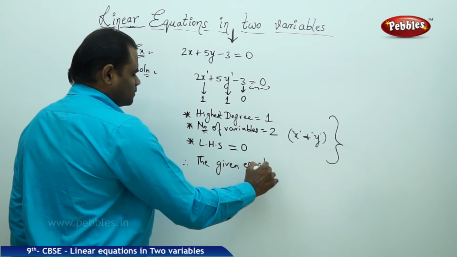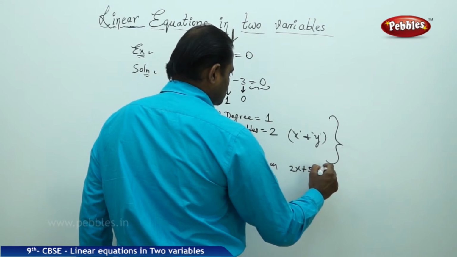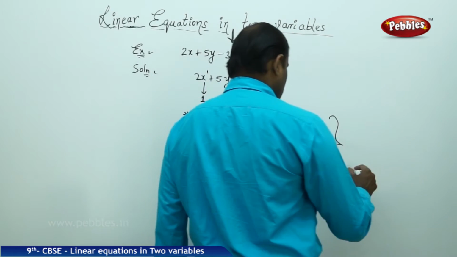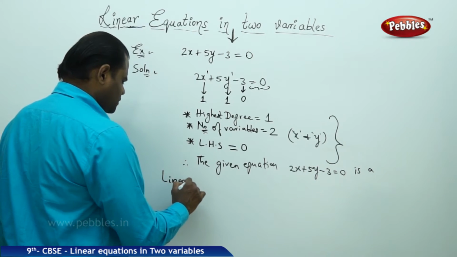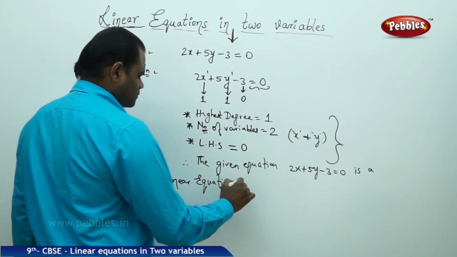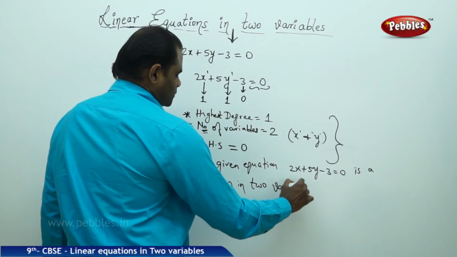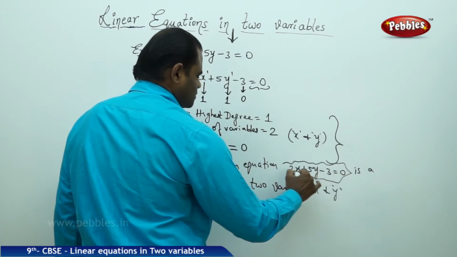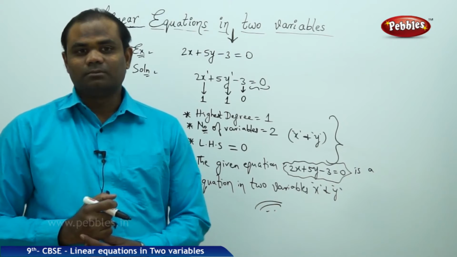the given equation (2x plus 5y minus 3 equal to 0) is a linear equation in two variables x and y, is how I understand the given example problem.